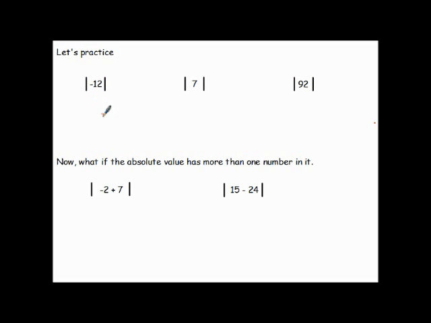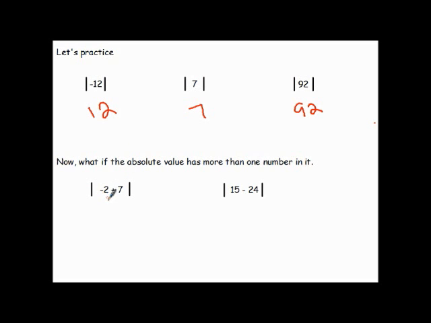So the absolute value of -12 is 12, the absolute value of 7 is 7, and the absolute value of 92 is 92. So if you have one number inside, it just makes the number positive. But if you have more than one number inside, for example, -2 plus 7 or 15 minus 24, you need to do what's inside the absolute value first, just like a parenthesis, and then take the absolute value.